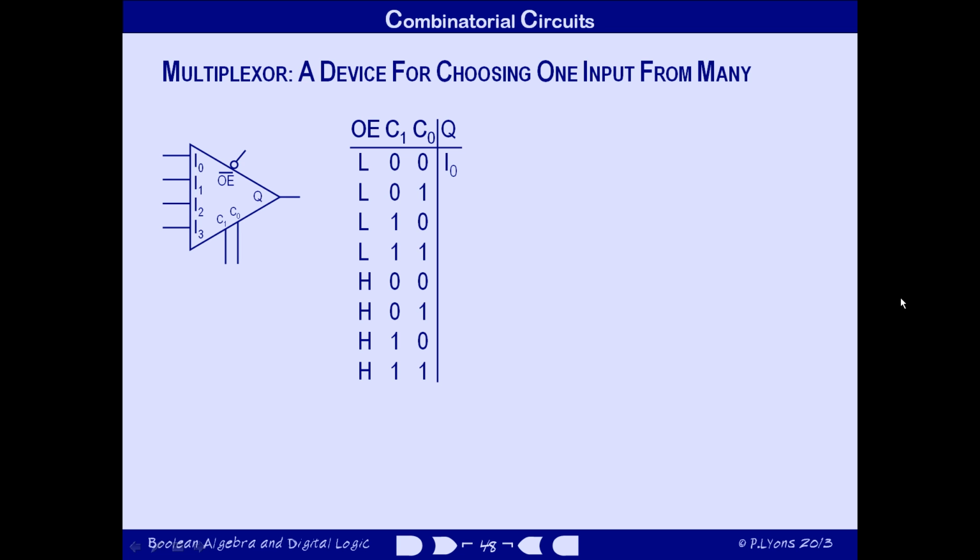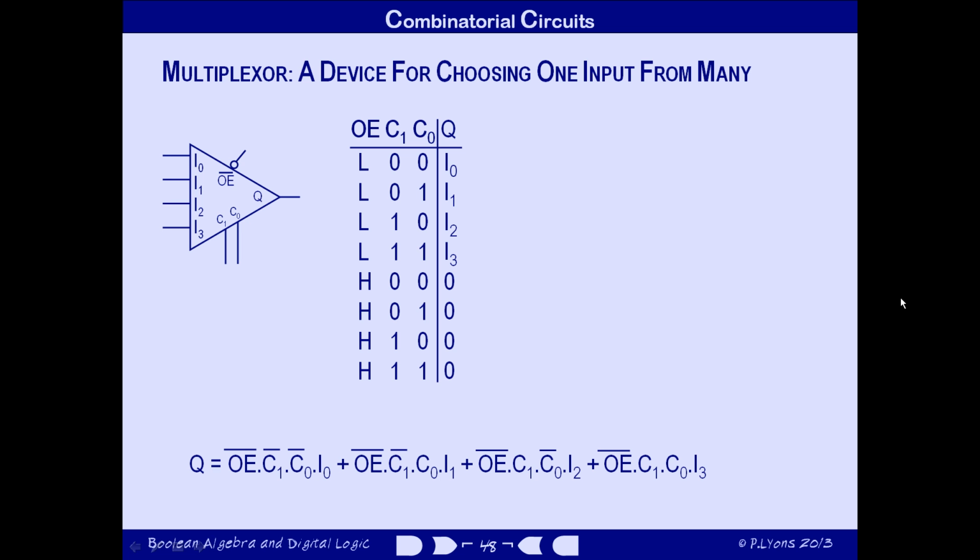Well, now we can fill in the rest of the truth table. You'll see that in 4 rows there's an input listed in the output column. So when output enable is low, if the value of the select control input is 0, the output is equal to I0, whereas if the select control input is 2, for example, the output is equal to I2. 0 if it's 0 and 1 if it's 1.